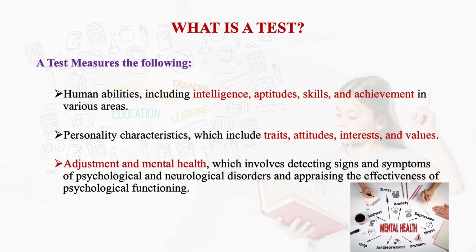And further, adjustment and mental health, which involves detecting signs and symptoms of psychological and neurological disorders and appraising the effectiveness of psychological functioning. So adjustment and mental health is also a type of test. We can find out whether a person is mentally healthy or not, and whether the person is adjustable and has the quality of adjustment in different situations or not.